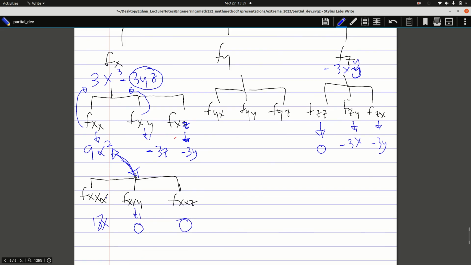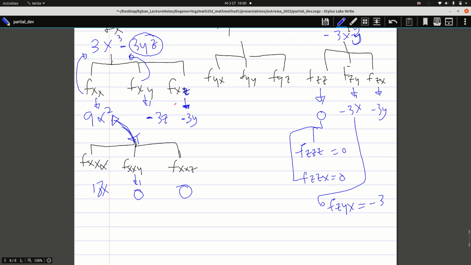I can move down the train and so what is f_zzz? It will still be 0. What is f_zzx? That will still be 0 because it's a constant term, so you can't do anything about that. If I want to move here, I can look for f_zyx, and that should give me -3. Any other term I add will be 0. You should see that. And here too, I can move to f_zxy, so I can get -3. Any other variable will give me 0.